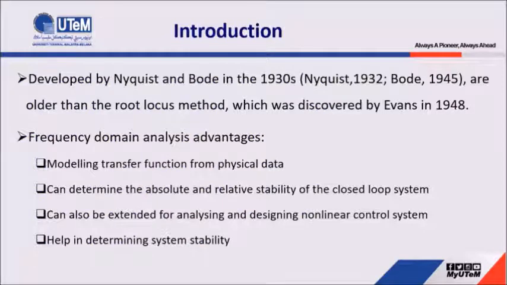As an introduction, this technique, Nyquist and Bode plot, was developed by Nyquist and Bode in 1932 and 1945 respectively. So this is considered an old technique that came before the root locus technique that was developed by Evans in 1948. This technique has several advantages. First, from the data that we get from experiments, we can do the modeling and find the mathematical model of the system from that physical data.